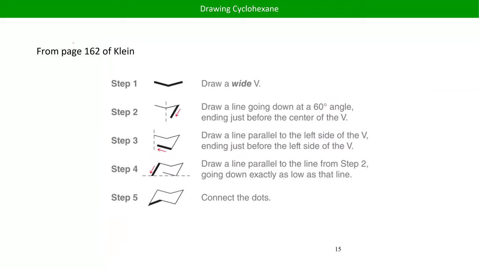All right, so this is from one of the textbooks that says draw a wide V, then draw the line going down to 60 degrees, ending just before the center of the V. This seems to be more complicated than my method of drawing two parallel lines and then two to connect them. But depending on your own personal preference and drawing abilities, you might find what works for you, because we're going to continue to do this when we talk about the sterics involved here.